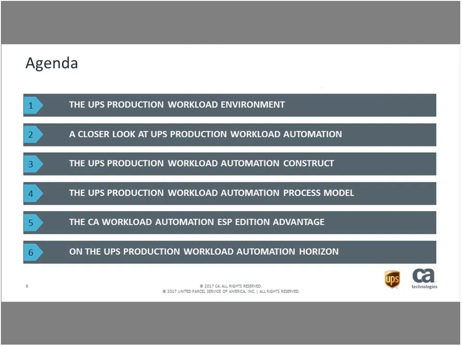And here's a roadmap of what we're going to talk about today. I promise you it won't be that long, but if you have questions, we will address them. Today I'm going to talk about the workload environment. I'm going to lift the curtain on UPS's environment for you, so we look at how we're set up. We look at the UPS Production Workload Automation team, who we are, what we've done. We'll break down the construct. What is production workload automation? And then we'll look at our process models, what drives us.